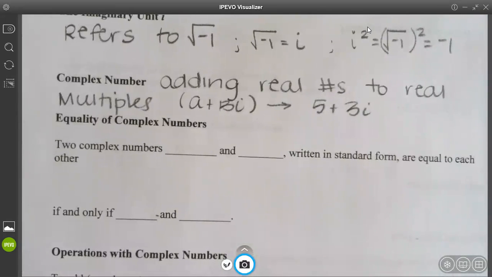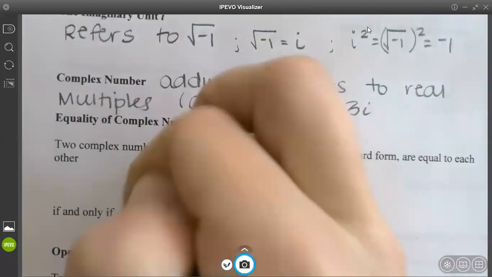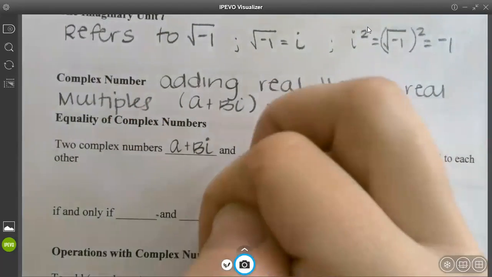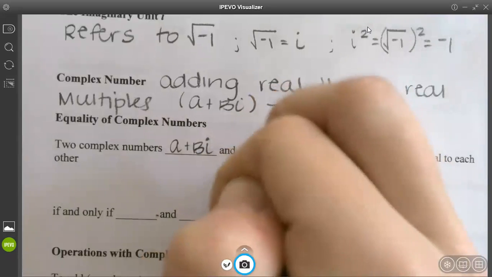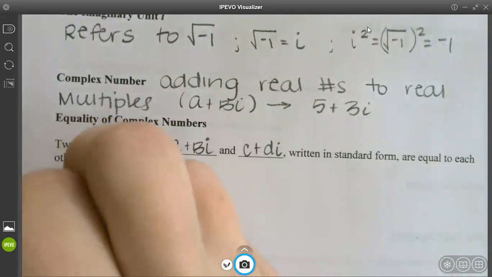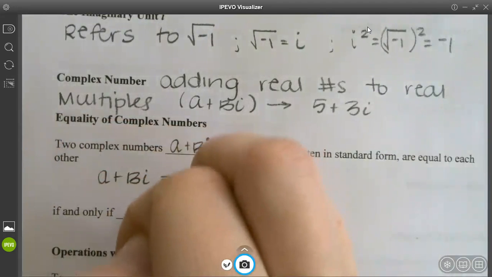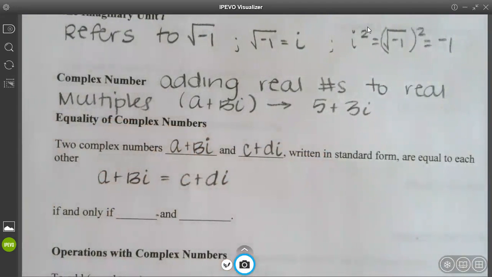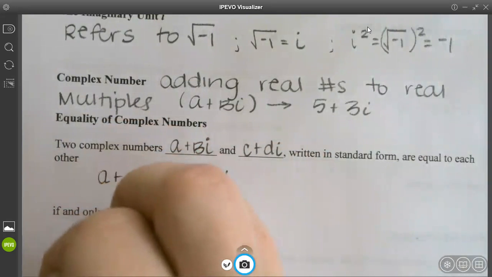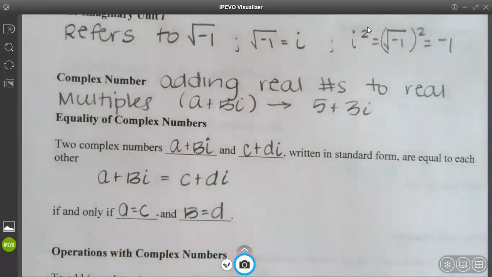So two complex numbers, a plus bi and c plus di, written in standard form, are equal to each other. So we're going to write them equal to each other if and only if a is equal to c and b is equal to d.